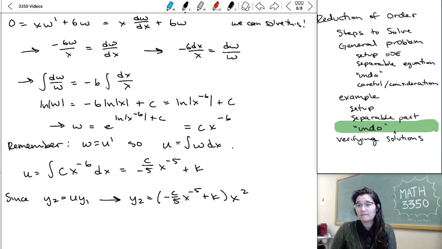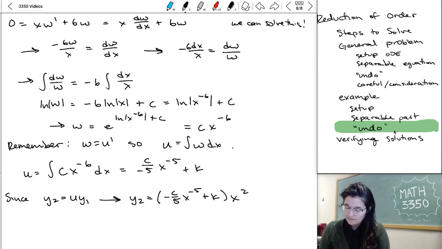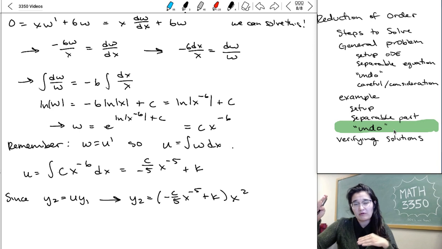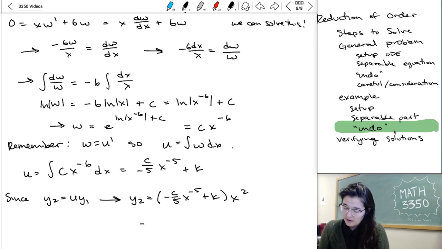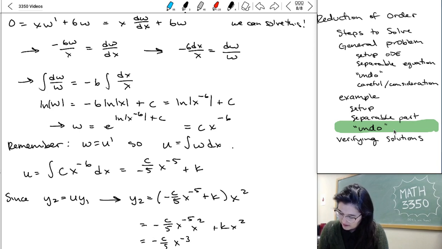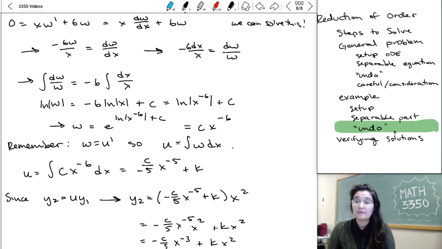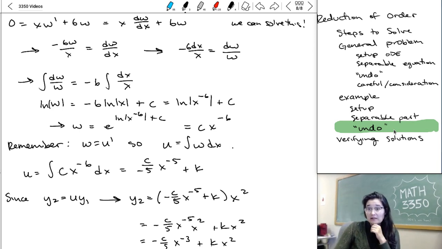I'm going to real quick show you how you would say what y2 is, and then we'll put it into the general solution, because sometimes you simplify here and sometimes you simplify at the end, and I want you to see both. So in this case, suppose I say, great, I've got c over 5 x to the minus 5 times x squared plus k x squared, or negative c over 5 x to the minus 3 plus k x squared. I say, that's my y2, I just found it.